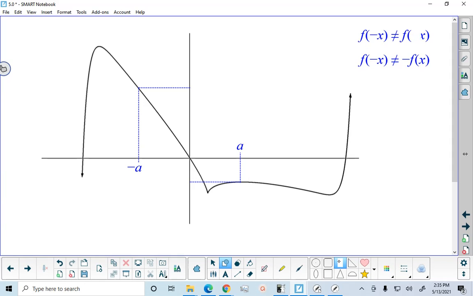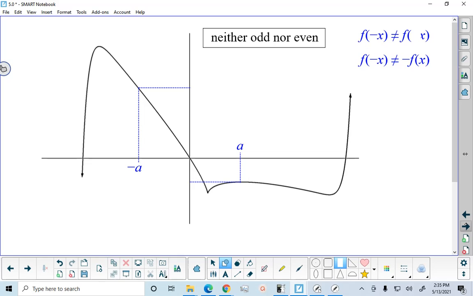that f of negative a is not the same as f of a, and f of negative a is not the same as negative f of a, which means that f of negative x is not equal to f of x, so it's not even. F of negative x is not the same as negative f of x, which means it's not odd, and that means it's neither. So that's the deal behind symmetry.